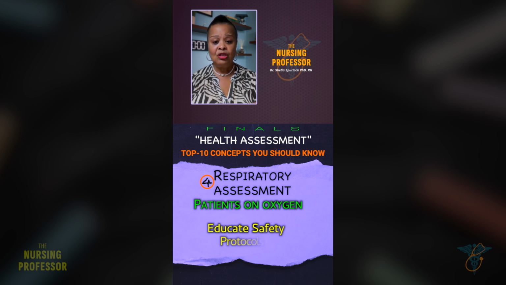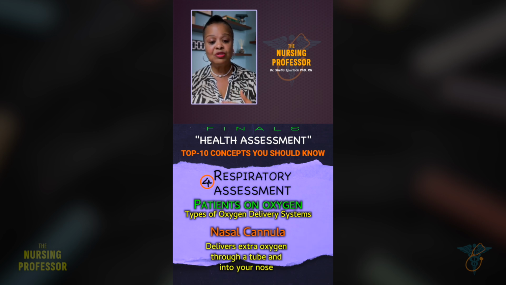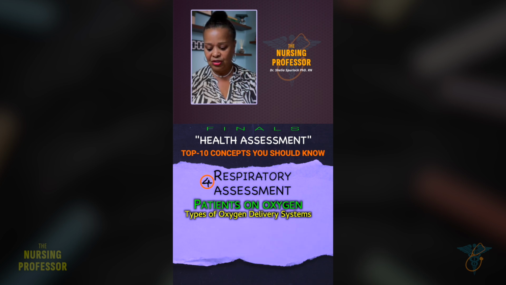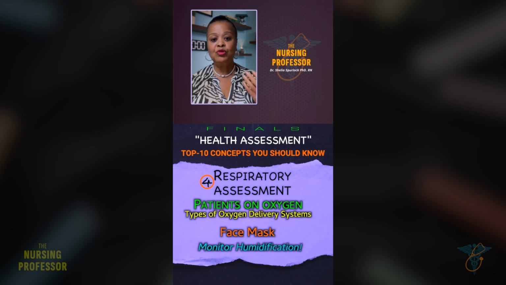You should know the various types of oxygen delivery systems, from the nasal cannula all the way up to the ventilator. So your nasal cannula typically goes from 1 to 6 liters. The higher the number of liters, you want to make sure you include humidification, because it can be very drying to the nose. Next would be your face mask that can go from 6 to 10 liters. Again, can be very drying, can be very uncomfortable. You need to make sure that your patient will keep that on.